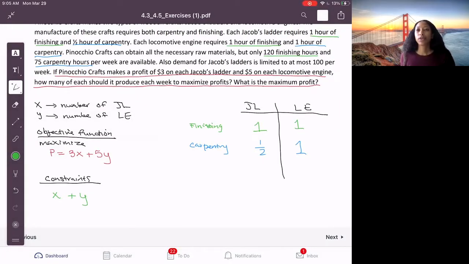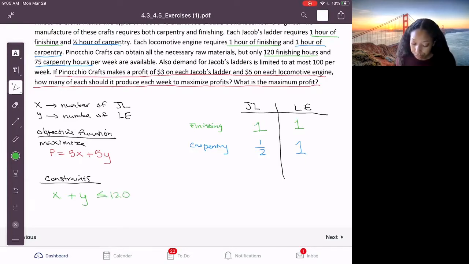So should that be a greater than or equal to sign or less than or equal to? If we only have 120 hours, can we use more than 120 hours to finish this? No. It has to be less than or equal to that number of hours. Less than or equal to 120.